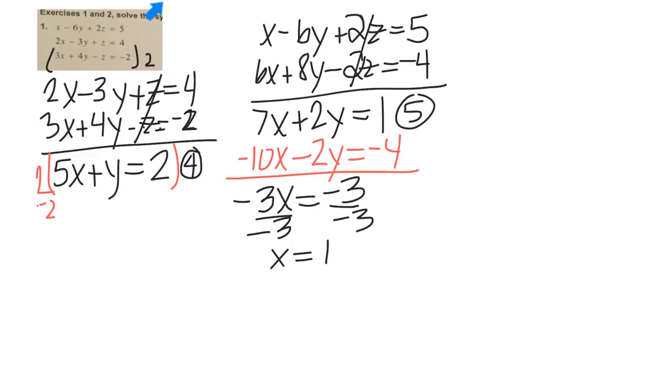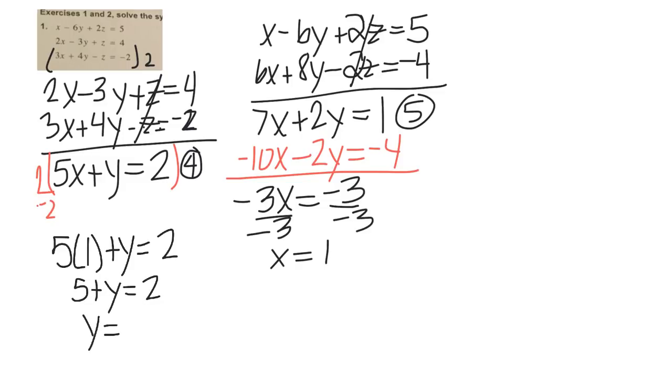I don't want to come to the original equations yet because I need two variables to find the last one. So I want to go to my equation 4 or 5. So I'm going to do equation 4: 5 times x, which is 1, plus y equals 2, and 5 plus y equals 2, and y equals negative 3.